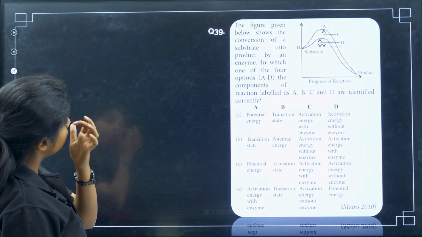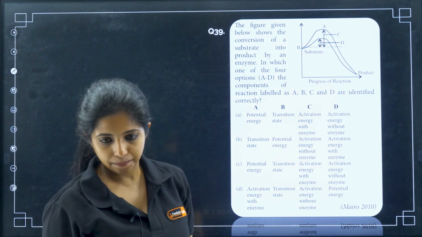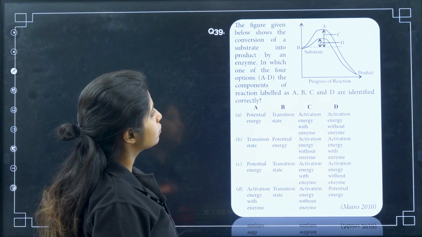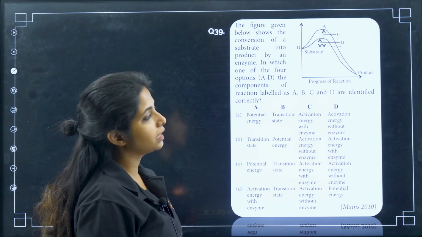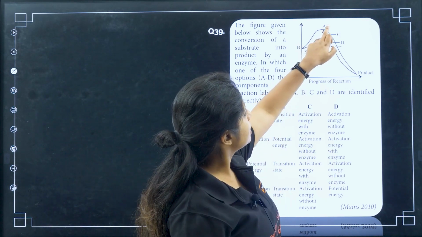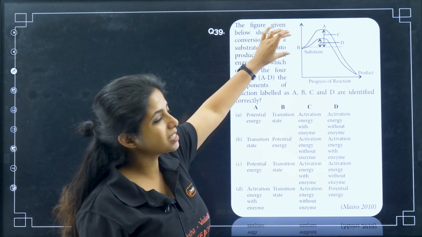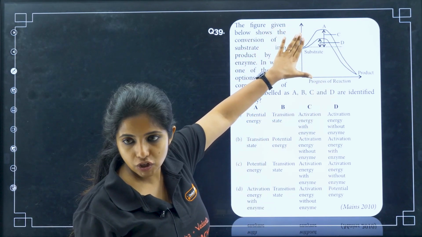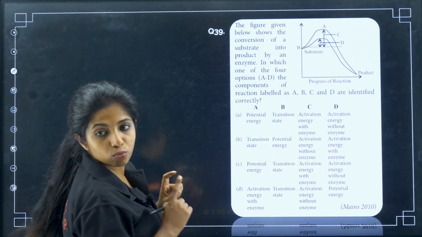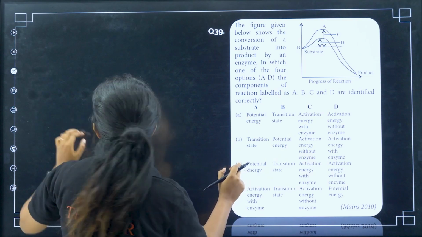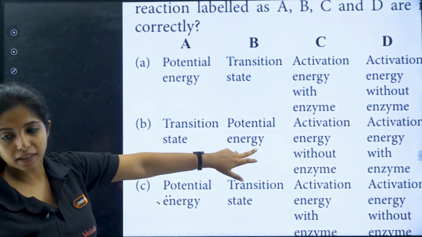Next. The figure given below shows the conversion of a substrate into product by an enzyme. Okay. In which one of the four options the components of reaction labeled as A, B, C, D are identified correctly? So over here your A is there, your B is here, your C is here, your D is here. You have to tell what is what. So we just know that B is what? Potential energy which is there. B is potential energy. So I can see one option like that. I can see one option, my dear children. If you're not able to see, I'll zoom it and show it to you. Wait just a second. Yeah. So there is only one option where B is potential energy.